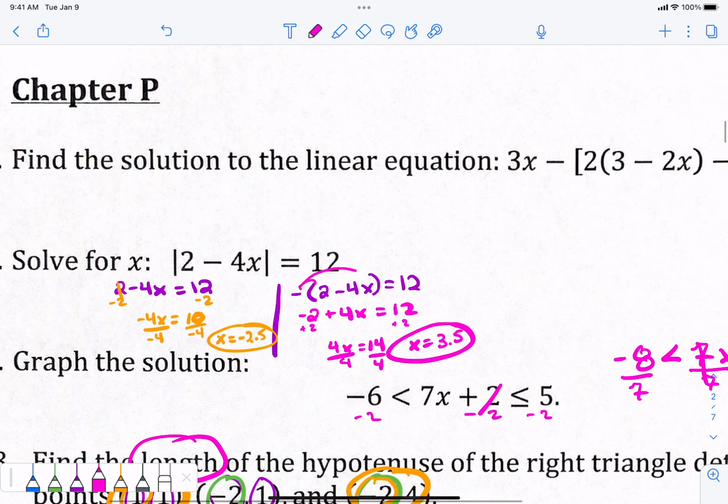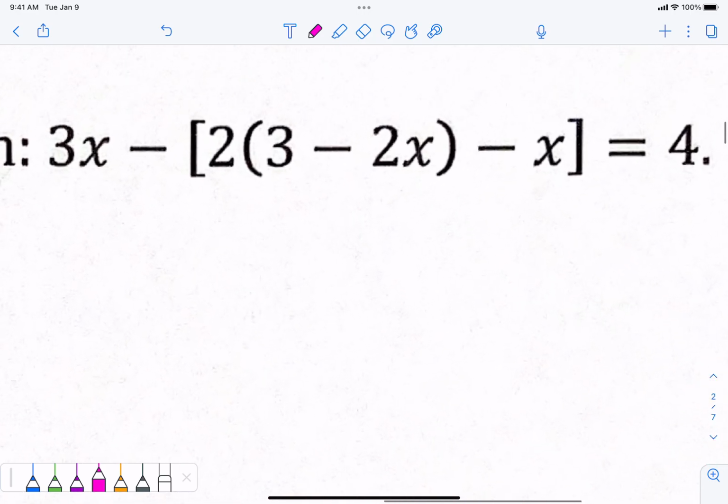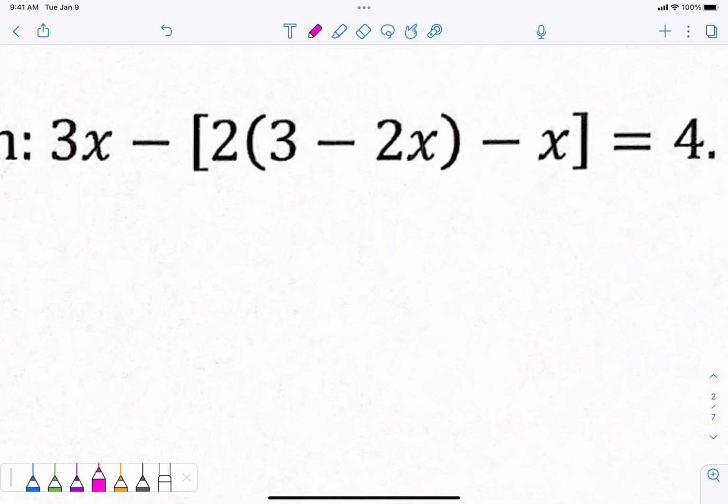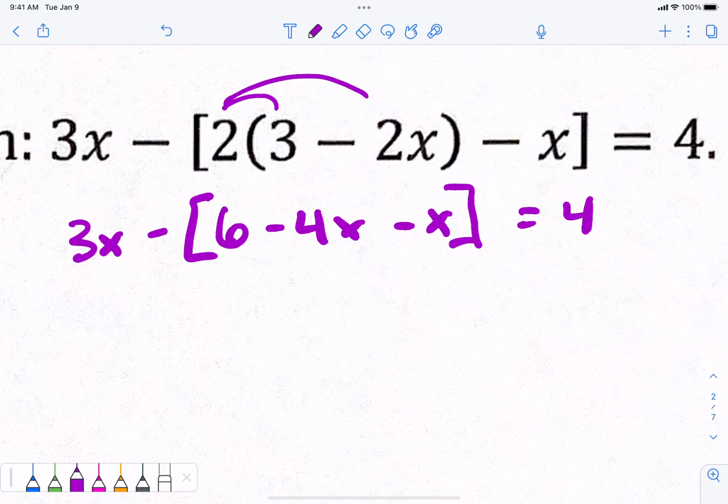Next. Find the solution to the linear equation. All right, this is like a total question on order of operations to see if you know what you're doing. So what would you do first? Distribute the 2. 6 minus 4x. Okay, so I still got my little brackets here. 6 minus 4x is here, minus another x, close bracket, equals 4, and then I've got 3x. Simplify that. Okay, simplify that how? Does it matter? It's a 3x.